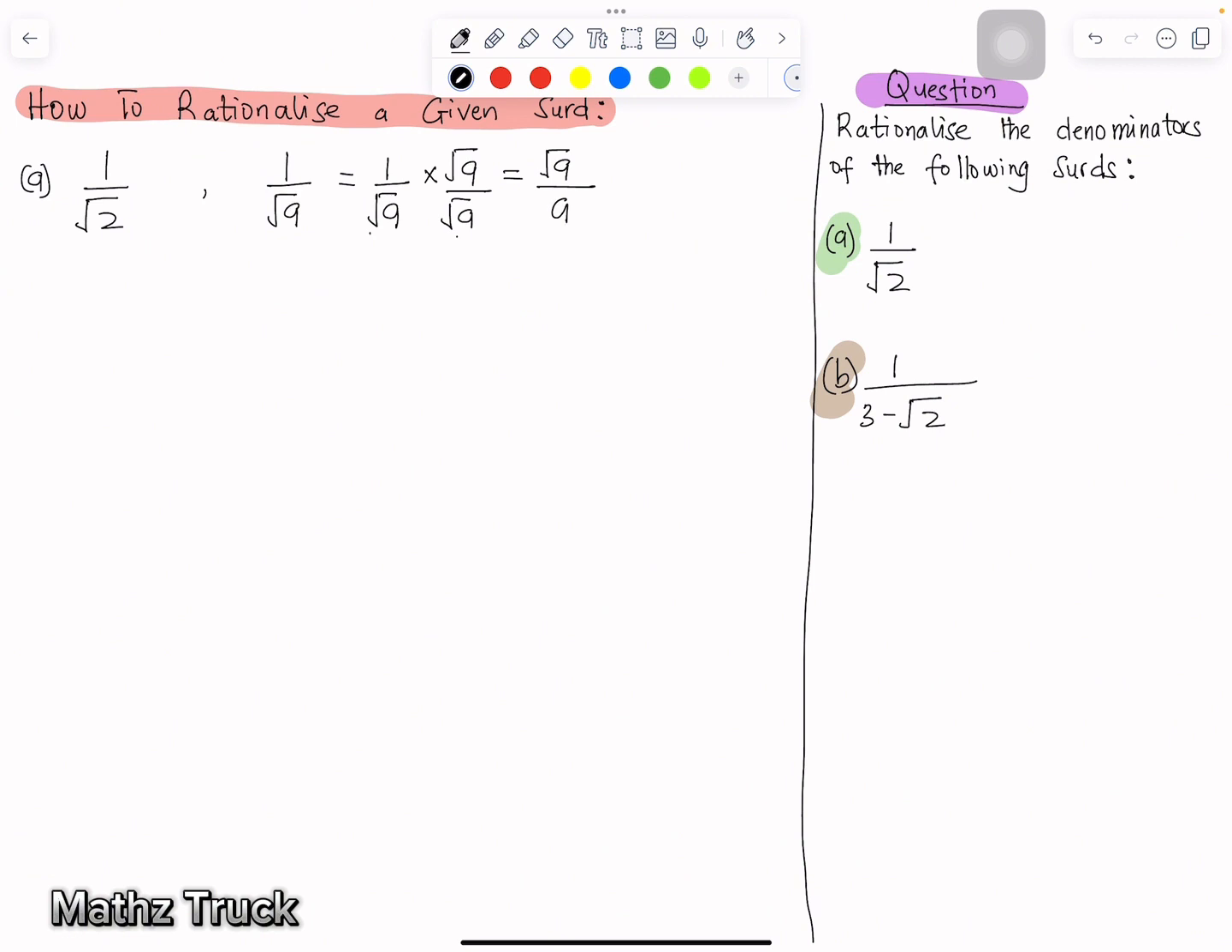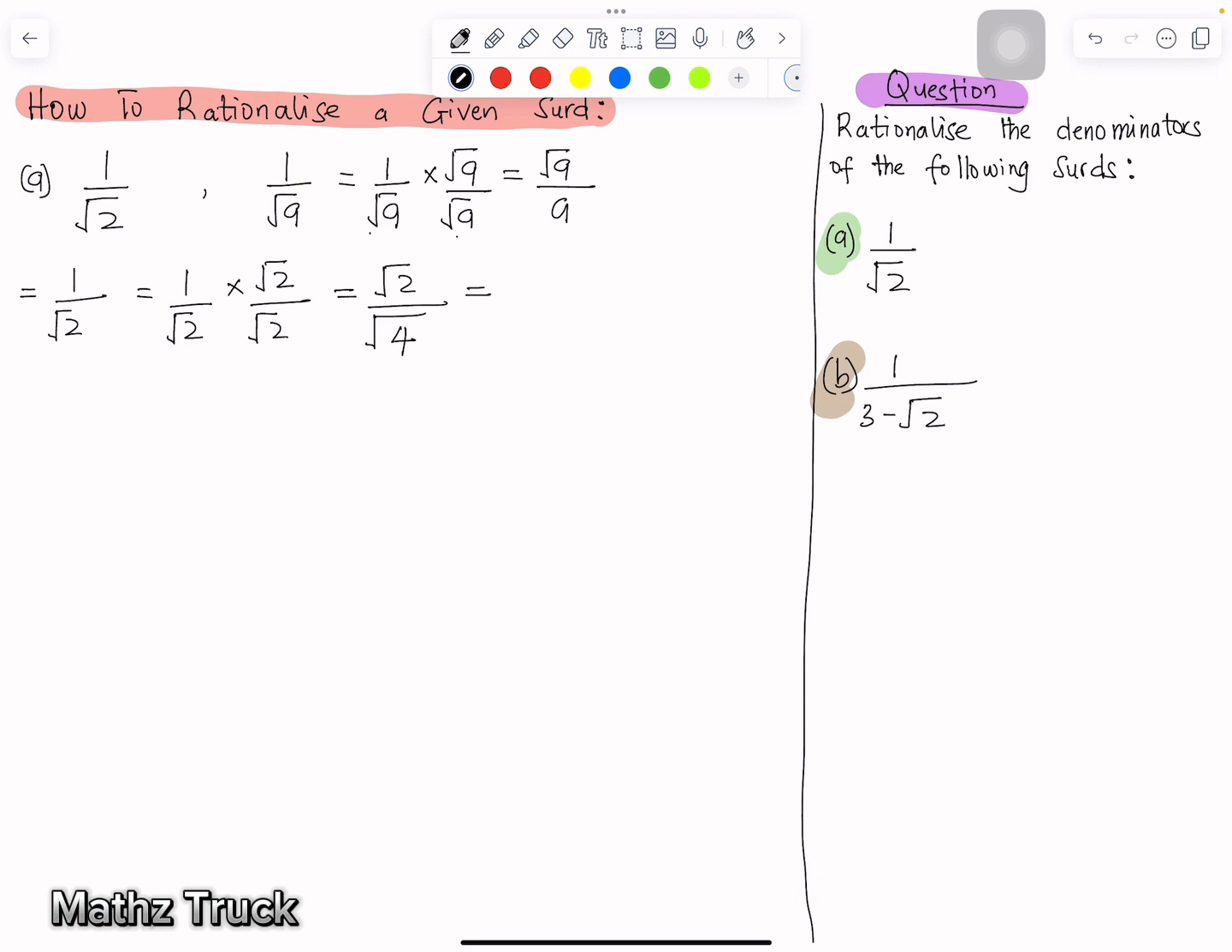So using this principle, we can say that 1 over root 2 is going to be 1 over root 2 times root 2 over root 2. 1 times root 2 on the numerator at the top will give us root 2, and the denominator, root 2 times root 2. For those that find it difficult, you're going to write 2 times 2, which is what? 4.